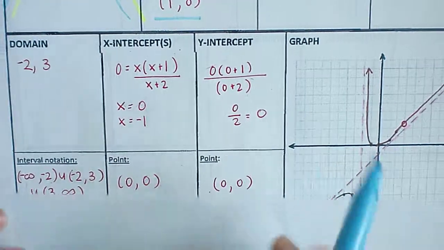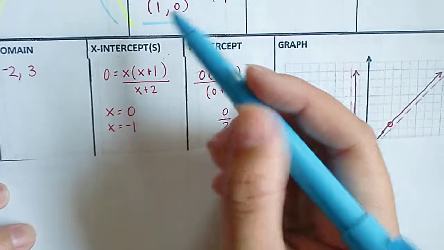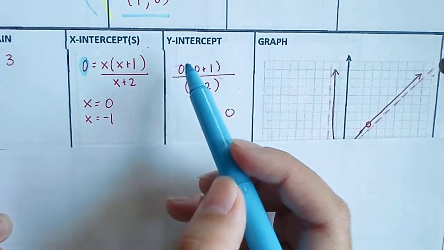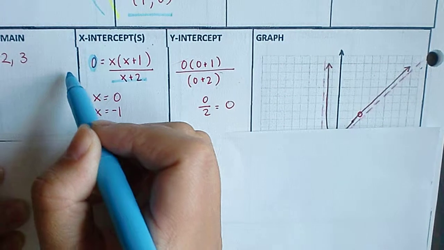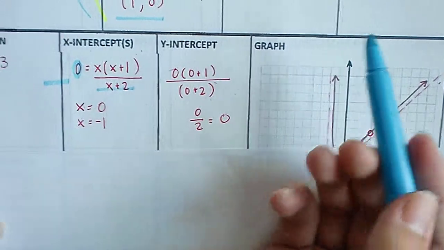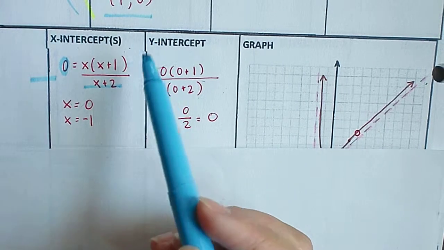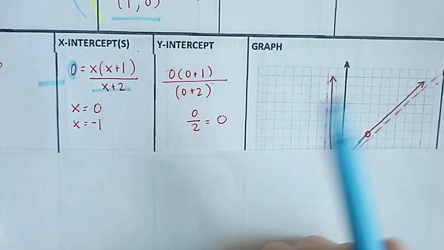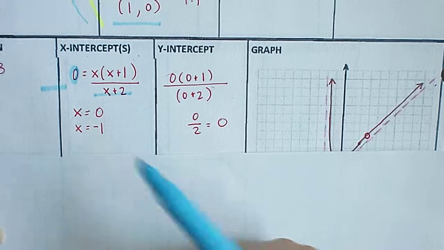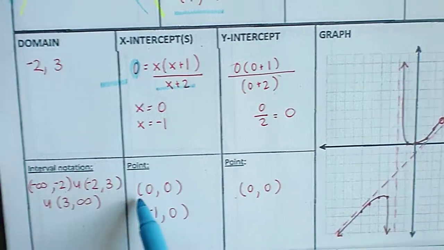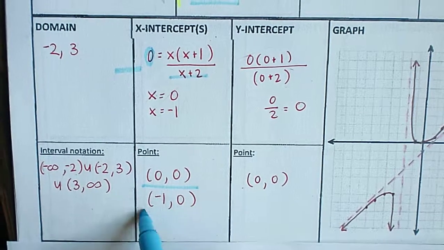To find our x-intercepts, we'll set y equal to 0, so that's what we did here. We'll multiply both sides by the denominator, and it cancels out. So we're basically setting the numerator equal to 0. When we solve for that, x equals 0 or x equals negative 1. That means our points are (0, 0) and (negative 1, 0).